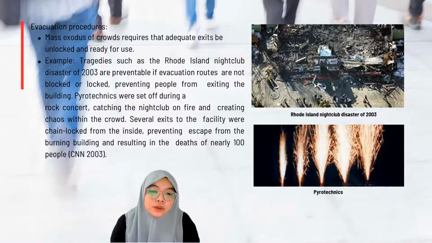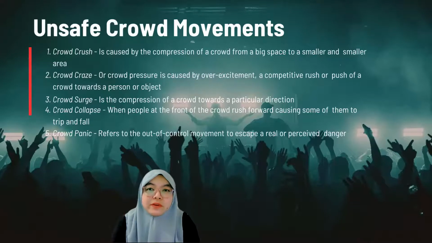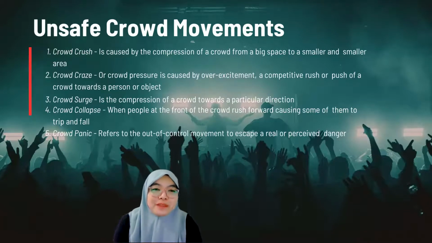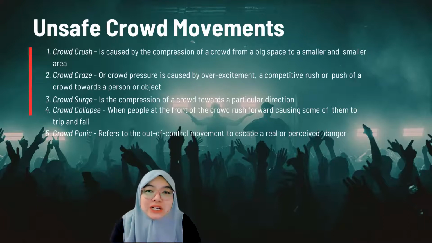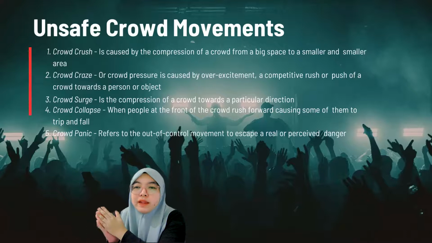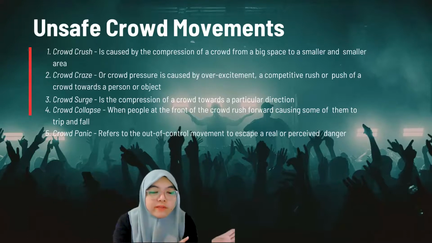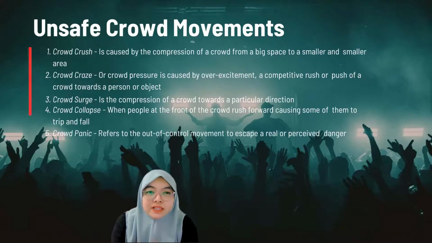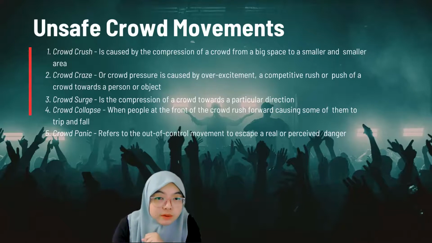Okay. So next, unsafe crowd movement. These are the types of unsafe crowd movement. The first one, crowd crash. Crowd crash is caused by the compression of a crowd from a big space into a smaller and smaller area, meaning they are moving from a very huge area into a smaller area but with the same capacity. So that is considered a crowd crash.